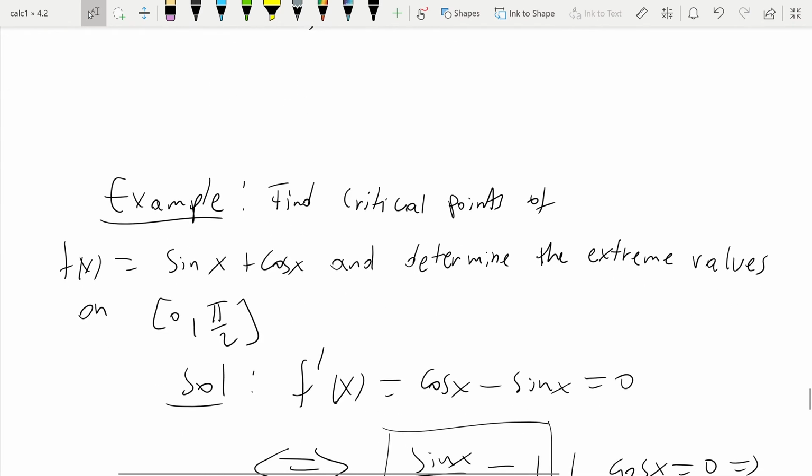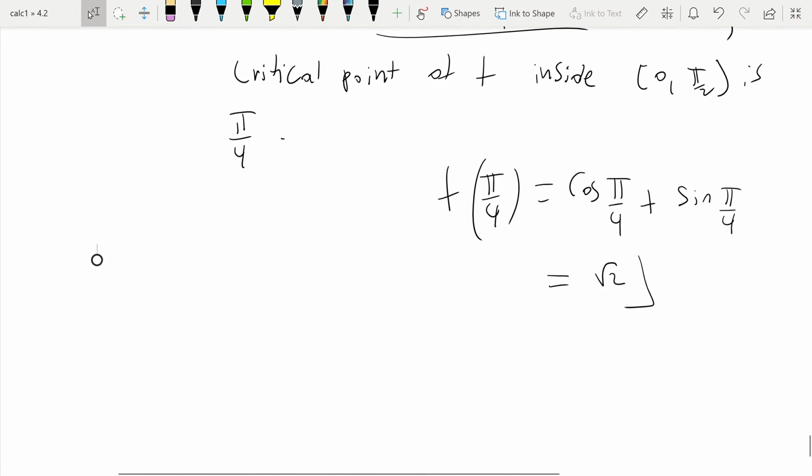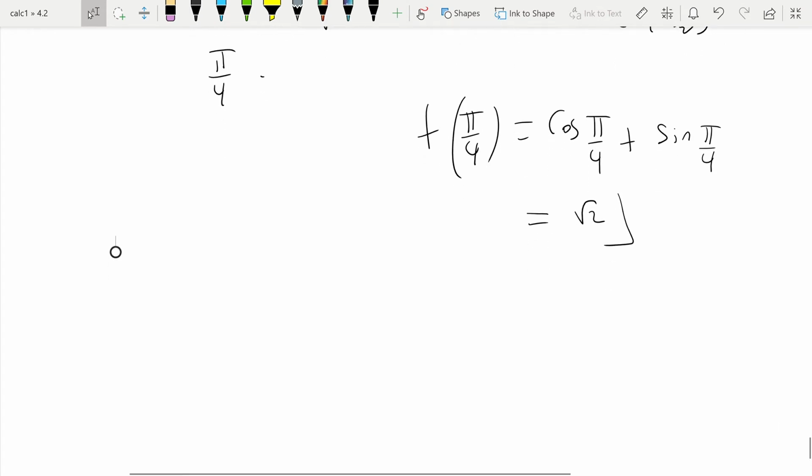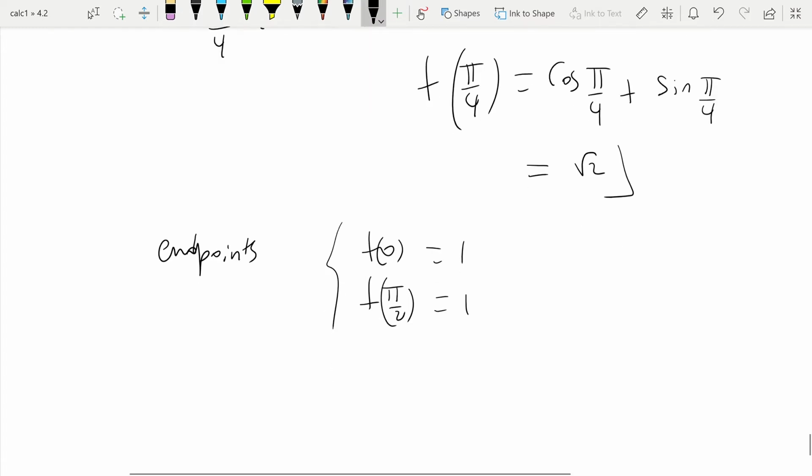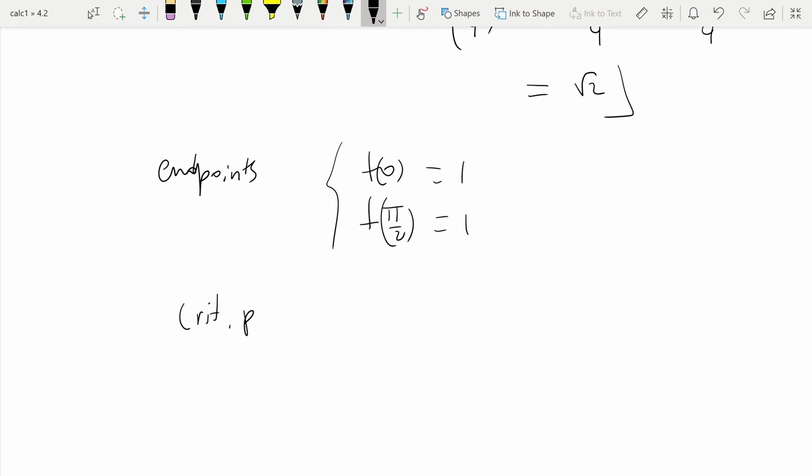This was the function f of x, sine of x plus cosine of x, and we have the three values. The endpoints were f of 0 and f at pi over 2. They both gave us 1. Let's see what happens here. For the endpoints and the critical point inside the interval that we're looking at now, f at pi over 4 is equal to square root 2.